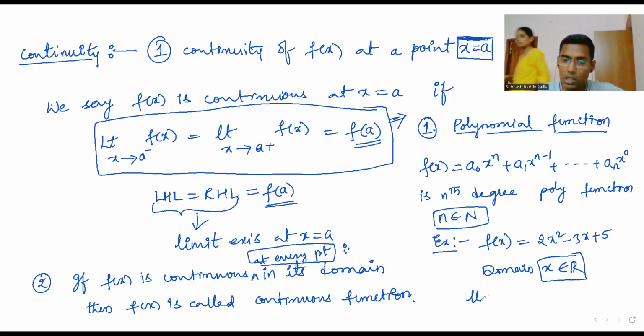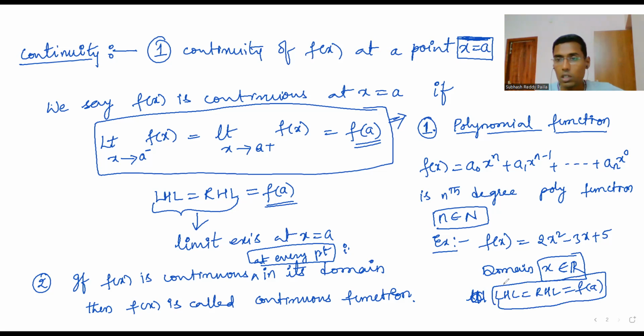So now simply you can say LHL equal to RHL equal to f of a. For every point you can say this. Therefore it is a continuous function. So remember, a polynomial function is a continuous function. Now if you would like to check, how do you check? At x equal to a, what is a? A is any real number.